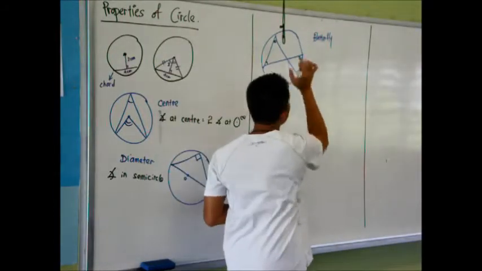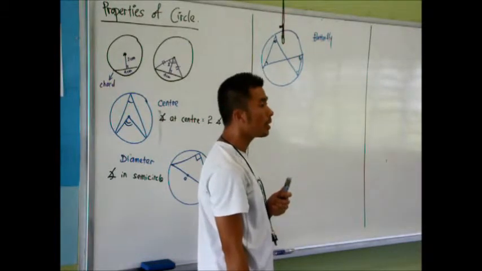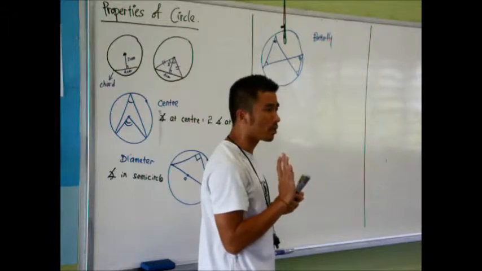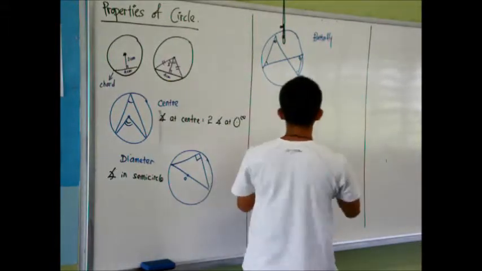What is the name for this particular property? Angle in the same side? No. Okay, angle in the same segment.